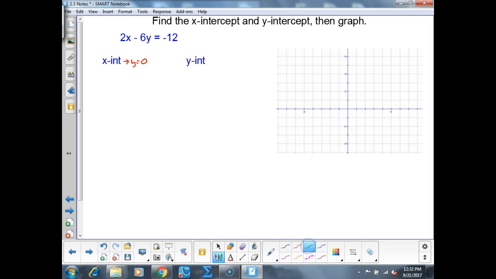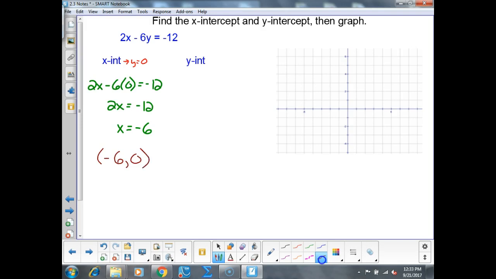So that would be then 2x - 6 × 0 = -12. 6 times 0 is 0, so that's 2x = -12. So that's x = -6. So the x-intercept then would be -6, 0.